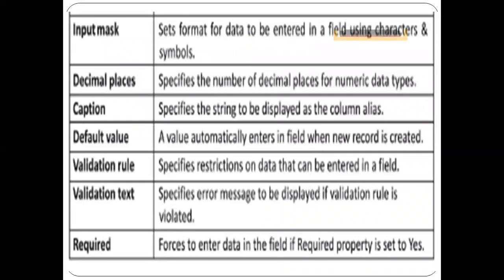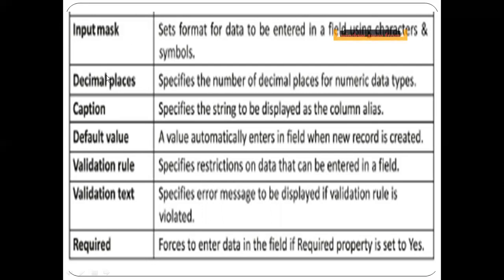After this, as I explained, every data type will have its general specifications. So this is one which I have taken for you. It's a field property and its description is also given. Field size and format we have already studied, so I have removed that. I have started from input mask. What is input mask? It sets the format for data to be entered in a field using characters and symbols.